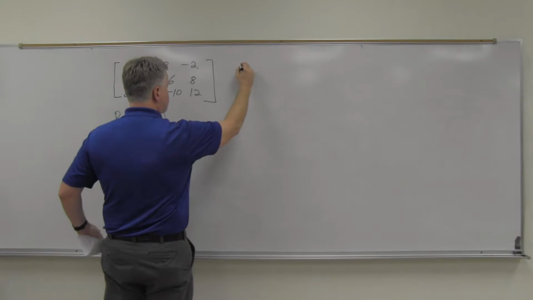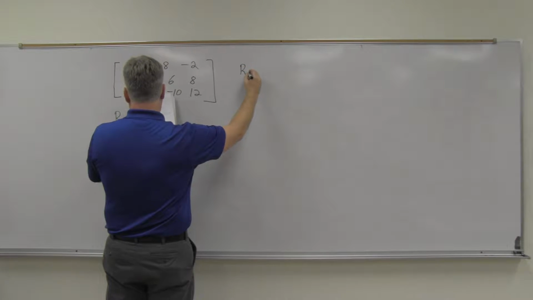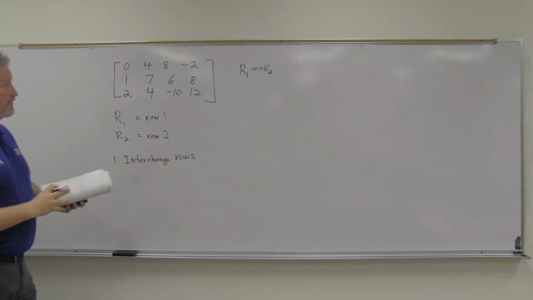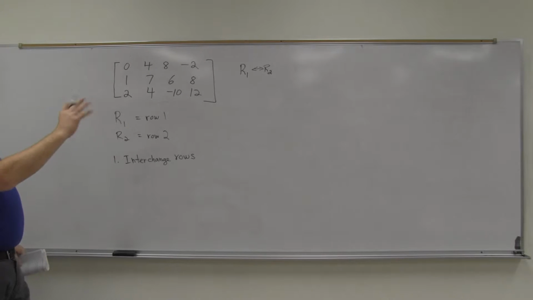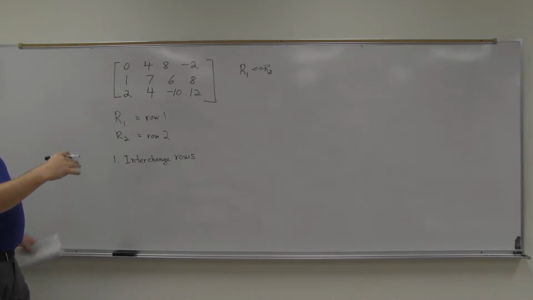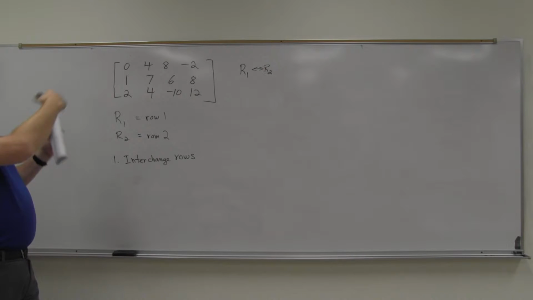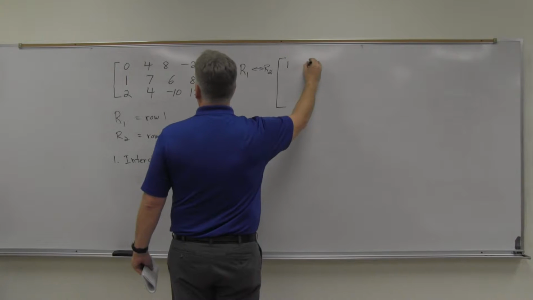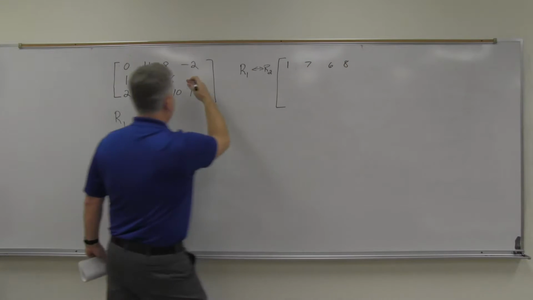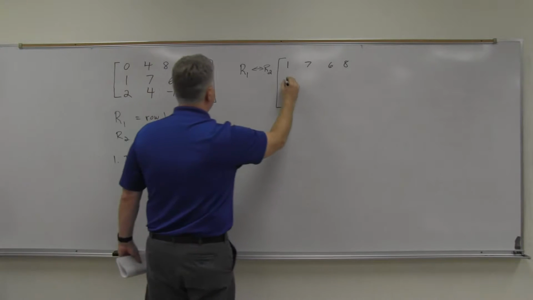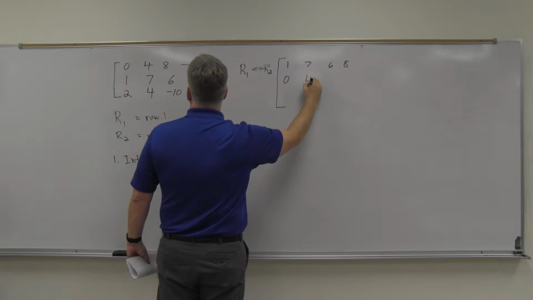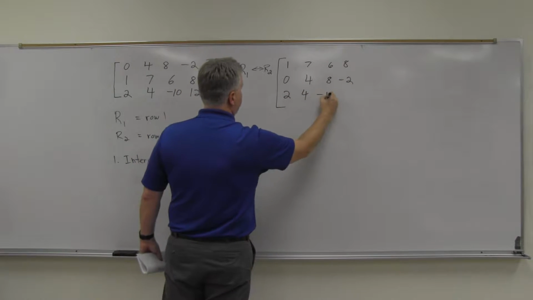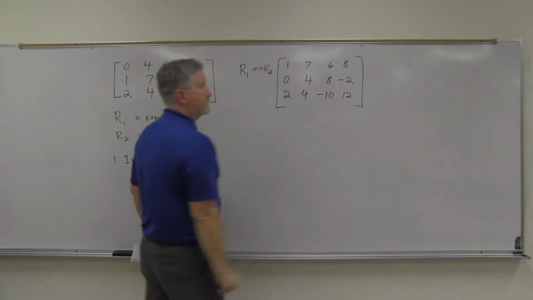So the way we indicate it, one way, I will do it anyway: row 1 double arrow row 2, meaning I'm interchanging row 1 and row 2. So I'm just swapping those two out. So it'd be 1, 7, 6, 8. That row comes to the top, and then row 2 gets shifted down: 0, 4, 8, -2. And then row 3 just stays as is. Okay? So we can interchange rows.